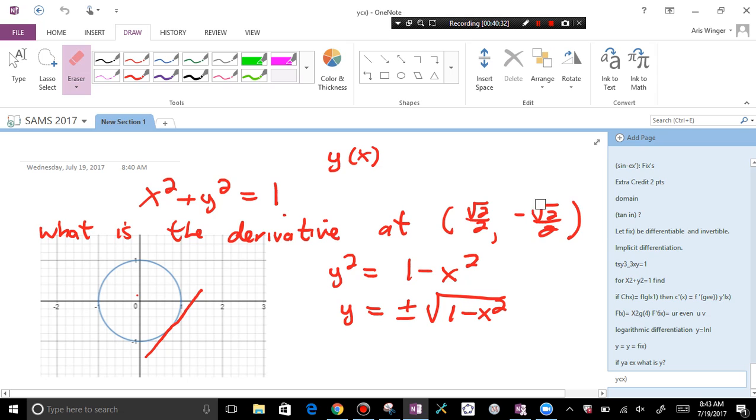Because I want to know at this point, at the negative square root of 2 over 2. Right? So this would be the function I would be interested in. And so what that means is, when you look at this graph, this is exactly what the implicit function theorem says. You have something that's not a function, but I actually just want to pay attention to this part only.